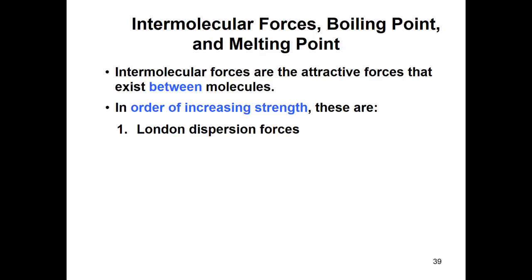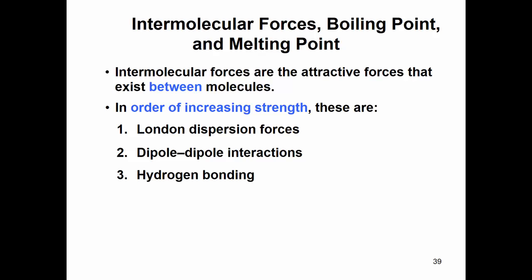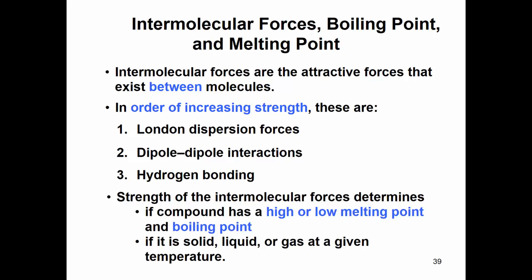Okay, so there are three types of forces. There are London, okay, these are the weakest. And then there are dipole-dipole interactions, and then hydrogen bonding. So hydrogen bonding is the strongest of the three. Okay, and the strength of the force determines if it has a high or low melting point, and also if it's a solid, a liquid, or a gas. And we'll look at that separately in a different video.